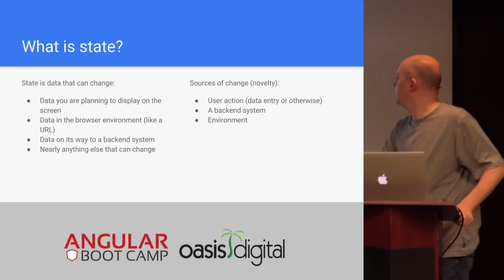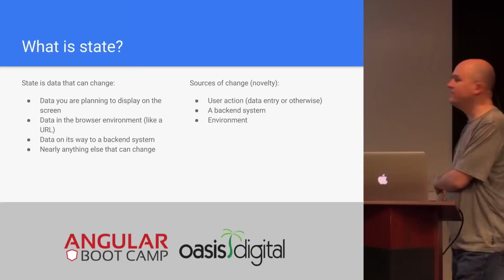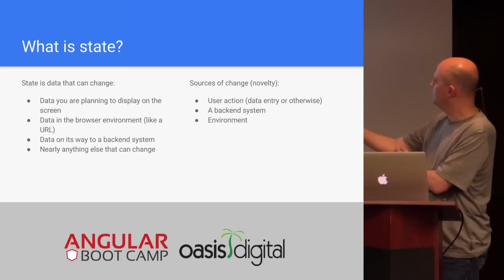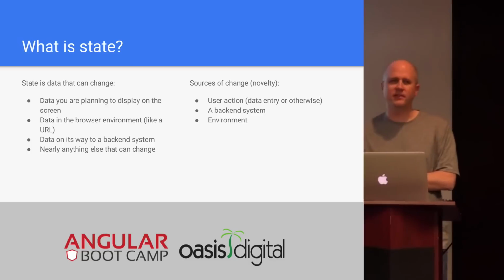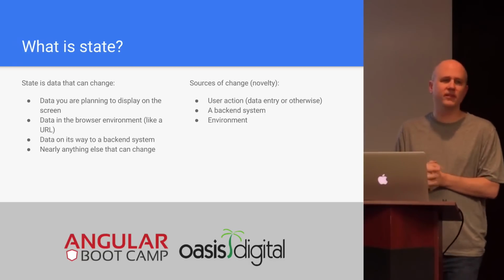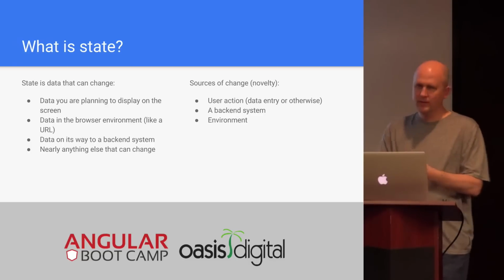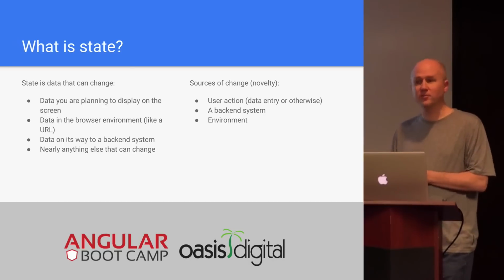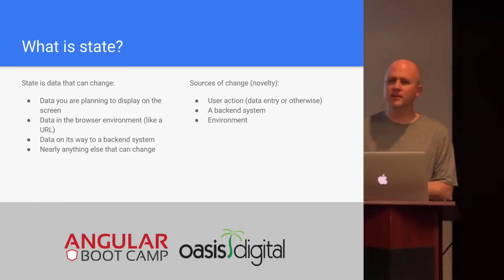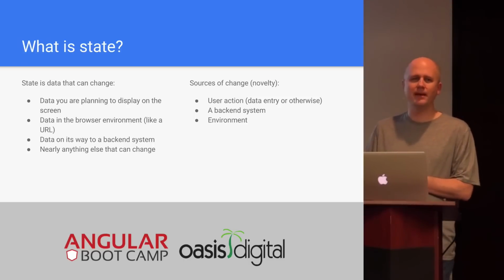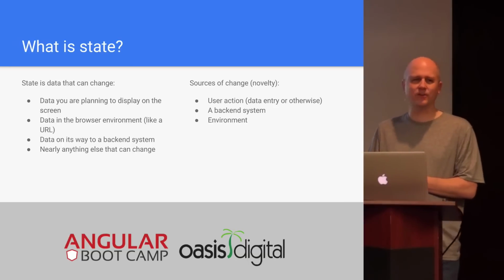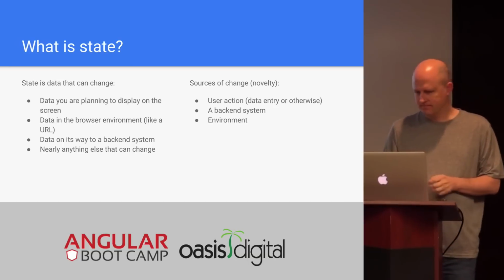If data arrives from a back-end system, that's state. The fact that data is on its way from a back-end system is also part of the state of a system. So depending on the level of complexity of a system you're building, there actually could be quite a lot of state in it. A given screen could have many, many aspects of its state, and an application with many screens could have spectacularly complex state.